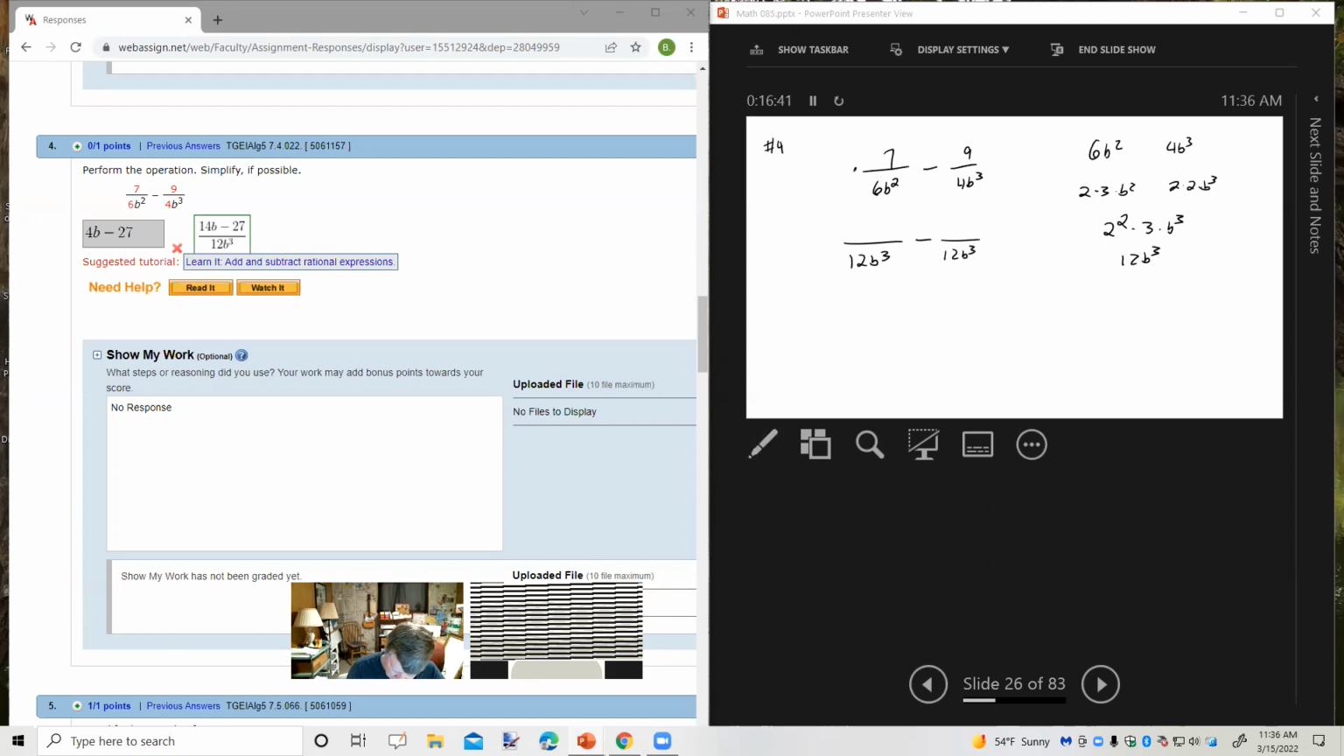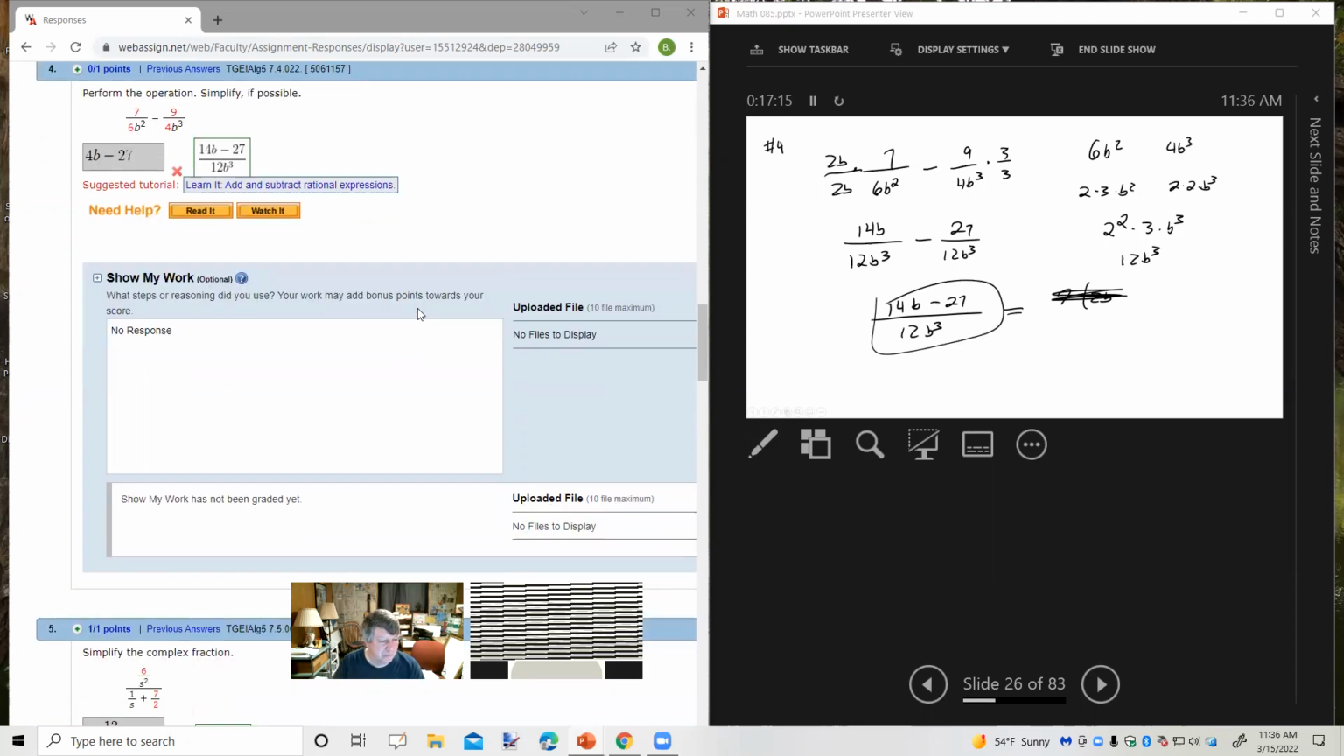So the first fraction we're going to multiply by 2b, which gives us 14b. The second fraction we're going to multiply by 3/3, which gives us 27. So we get 14b minus 27 over 12b cubed. Now, you could factor a 7 out of the top. No, you couldn't. 7 doesn't go into 27. My bad. Sorry, it's early. I tried doing the same thing earlier today. I just wanted to make sure I had the right answer. Yep.